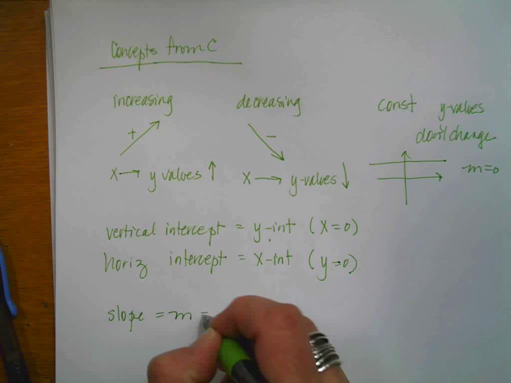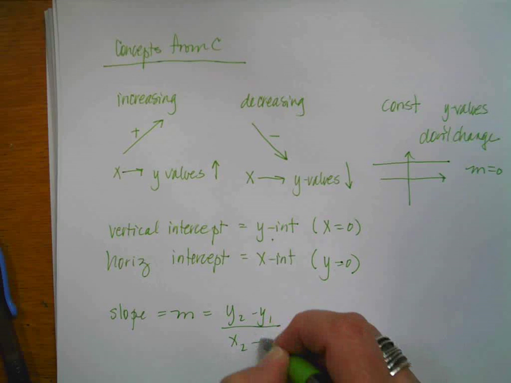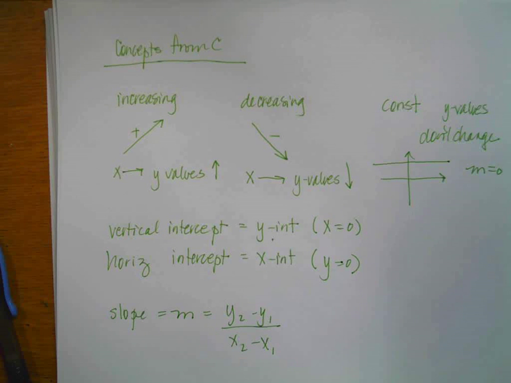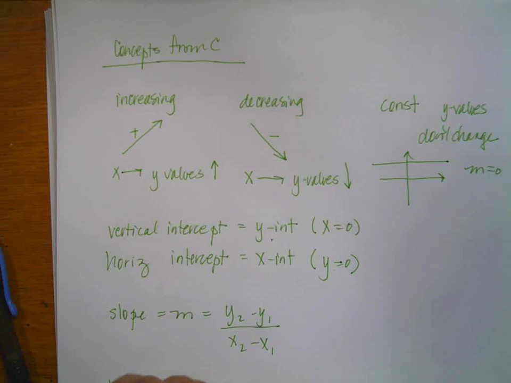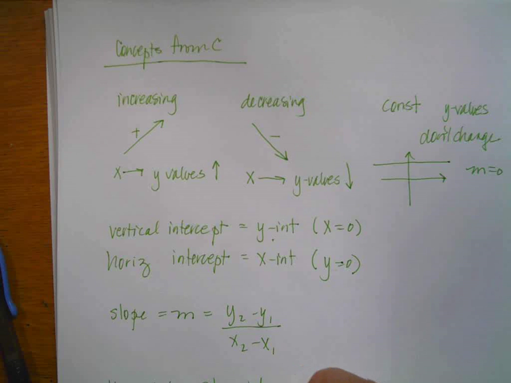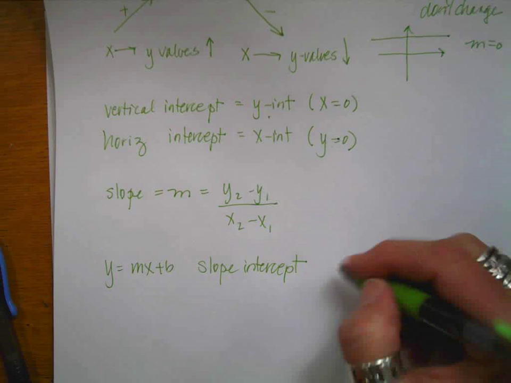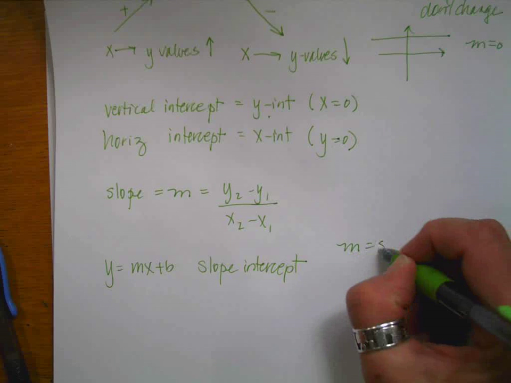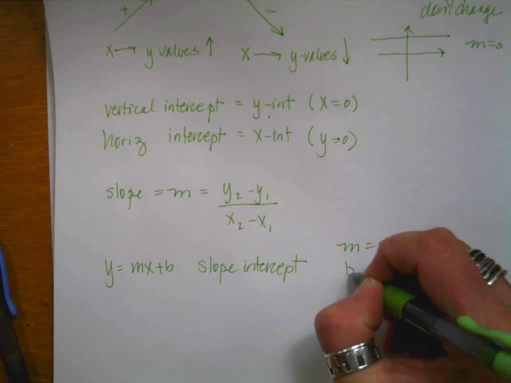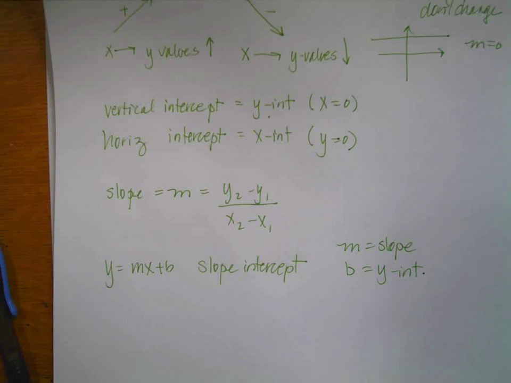My slope is represented by m, which is y2 minus y1 over x2 minus x1. And the equation of a line is y equals mx plus b, and this is our slope-intercept form of a line. In that, you can't see it, sorry, my bad. So in this particular case, m is your slope, and the b is going to be your y-intercept. And those are the topics that we've covered in Section C.